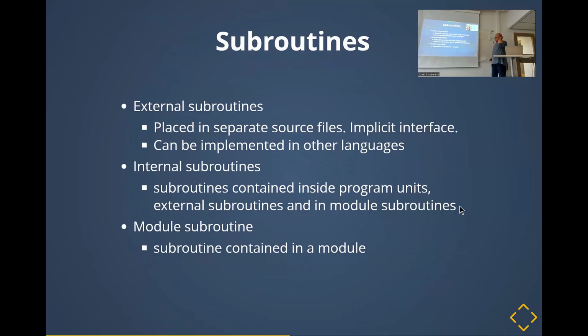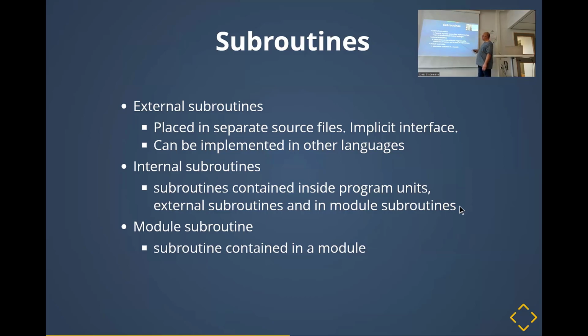So subroutines. Now it's getting a bit more complicated than in Python. There are different kinds of subroutines in Fortran. You have external subroutines. Those are placed in separate source code files that have an implicit interface, and they can be implemented in many languages. Basically, you compile source code files, get object files, and link them together separately. Then there are internal subroutines, which are subroutines contained inside program units. They can also be in modules, which we will come to later. So you can have a module subroutine inside as well.